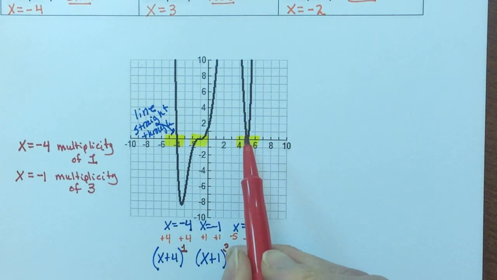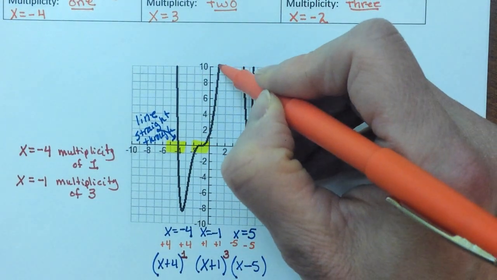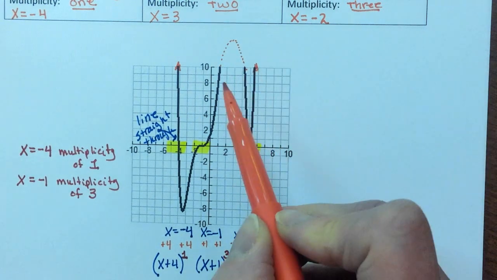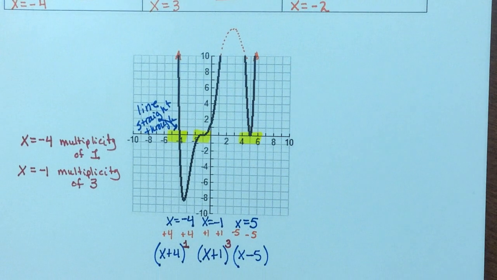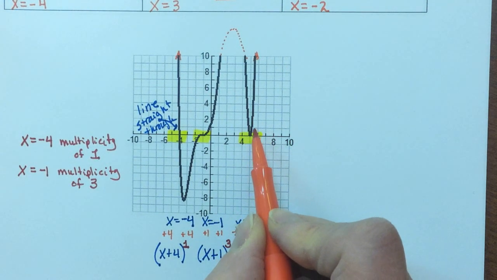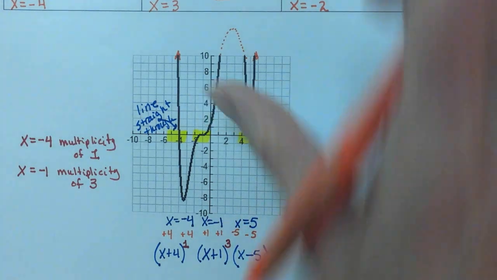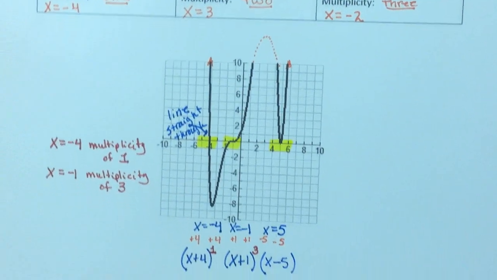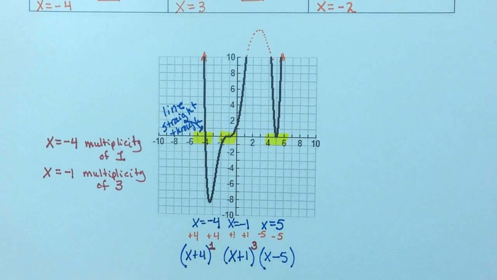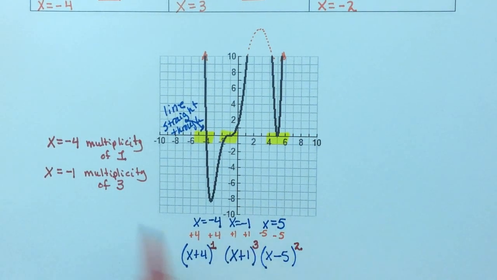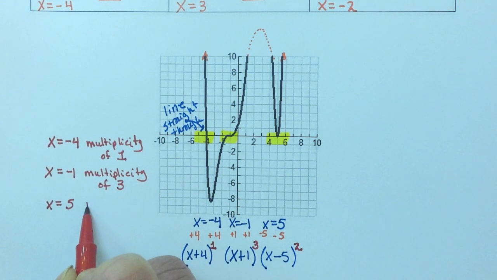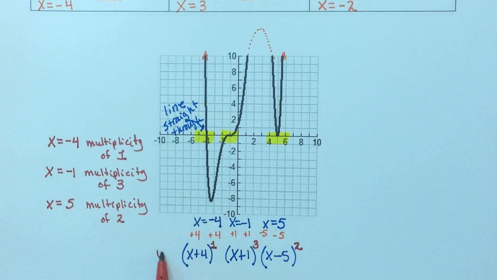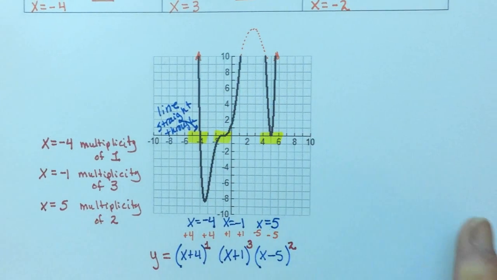Okay, so let's look at our last one here. By the way, what you need to understand is that this continues up somewhere and over like that, and I have an arrow here and an arrow here. So there's not two separate functions, it's one function. We just can't see the top part here. So what is the multiplicity here? Well, this part right here just touches and bounces up. This part right here looks like a parabola. What's the multiplicity of a parabola? The multiplicity of a parabola is 2. So that means here I'm going to have an exponent of 2. So that means at x equals 5, there is a multiplicity of 2.